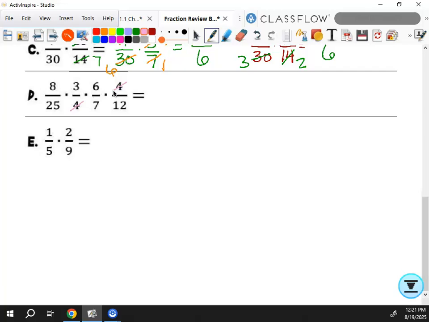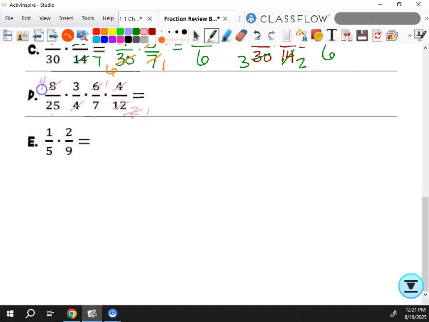Then I can do the 6 and the 12, right? 6 goes into 6 once, goes into 12 twice. Everybody with me? Then when I look at the rest of this, okay, so I got 25. Well, there's no 5s in the numerator, so he stays like it is. 4 is already gone. 7, there's nothing in the numerator that helps me. This 2, that's gone.